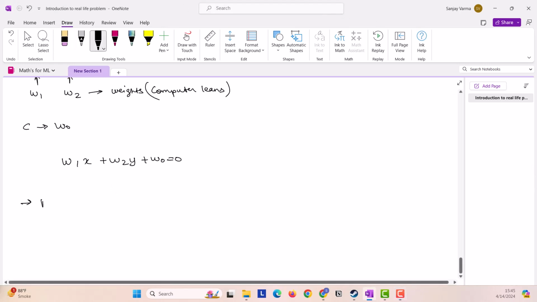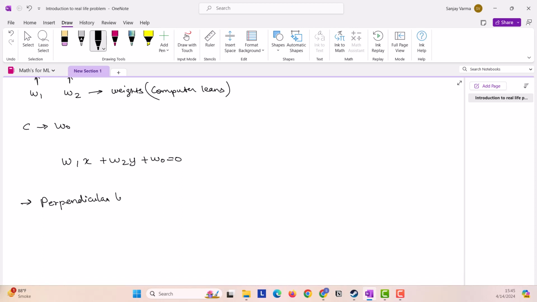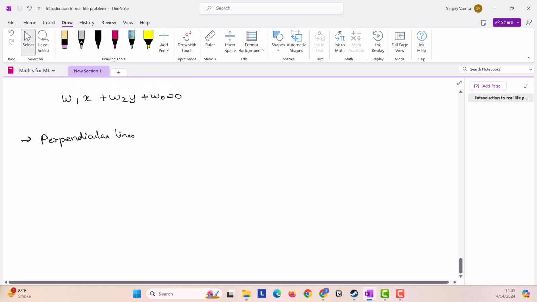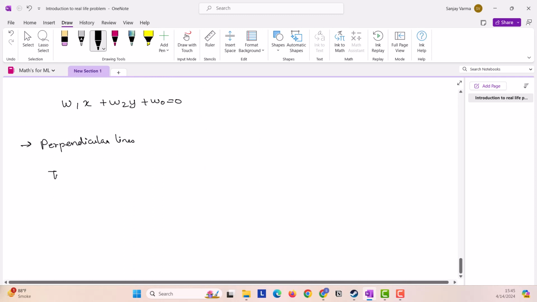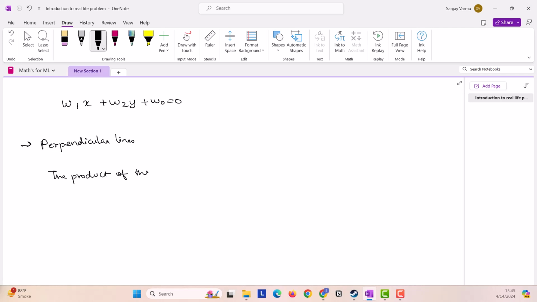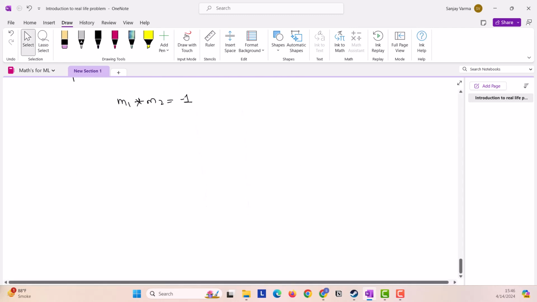Okay. One more thing is what will happen in case of perpendicular lines? I'm talking regarding the slopes. The product of slopes of two perpendicular lines, m1 cross m2, equals minus 1. So this is something we can remember.